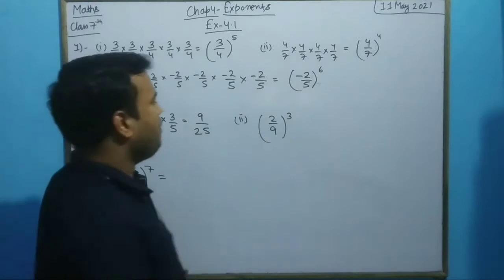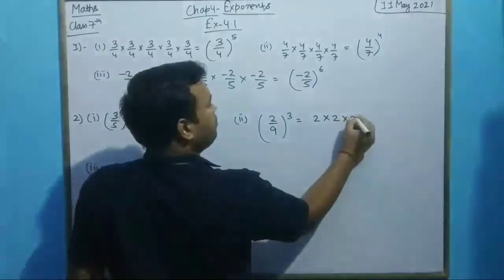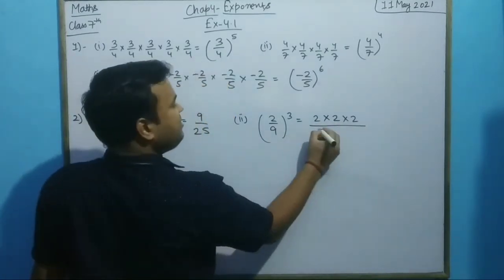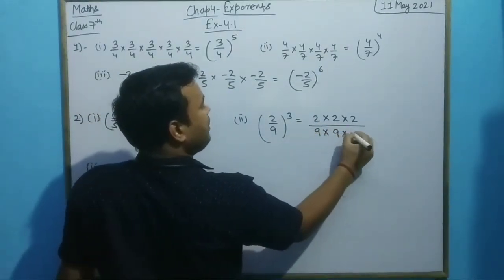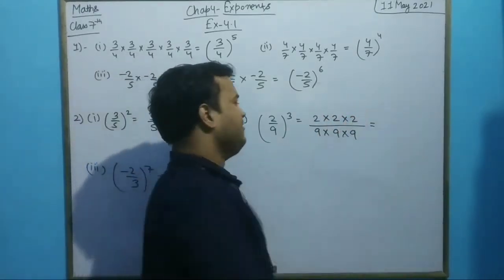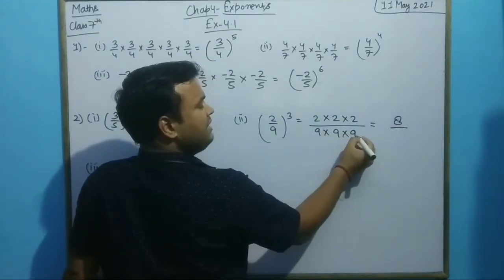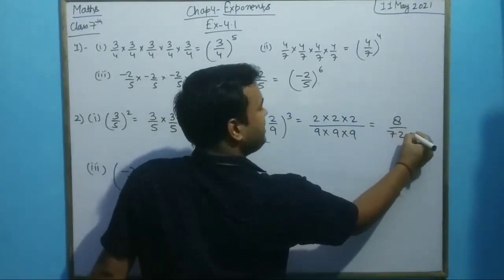Now again in this, it is 2 into 2 into 2. 9 is multiplied 3 times. What is this? 2 multiplied by 2, 4. 4 into 2, that is 8. 9 9s are 81. 81 into 9, that will be 729.